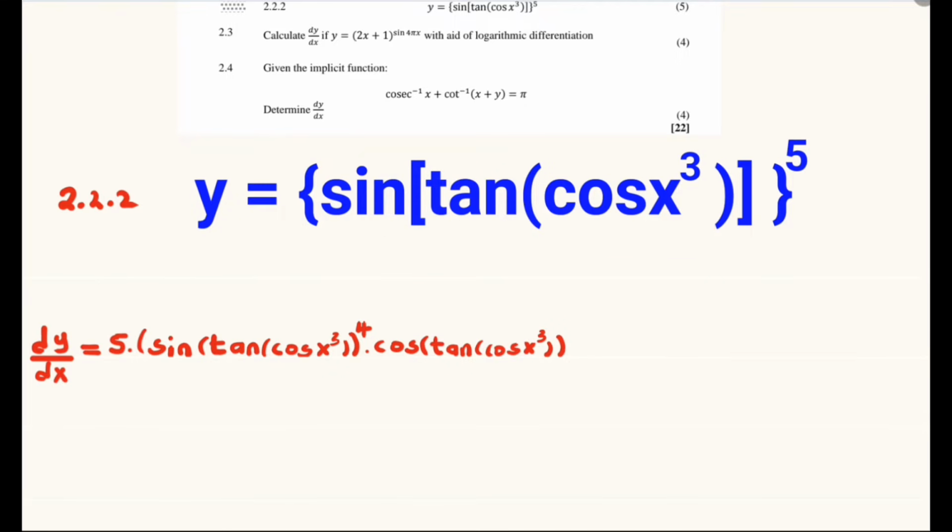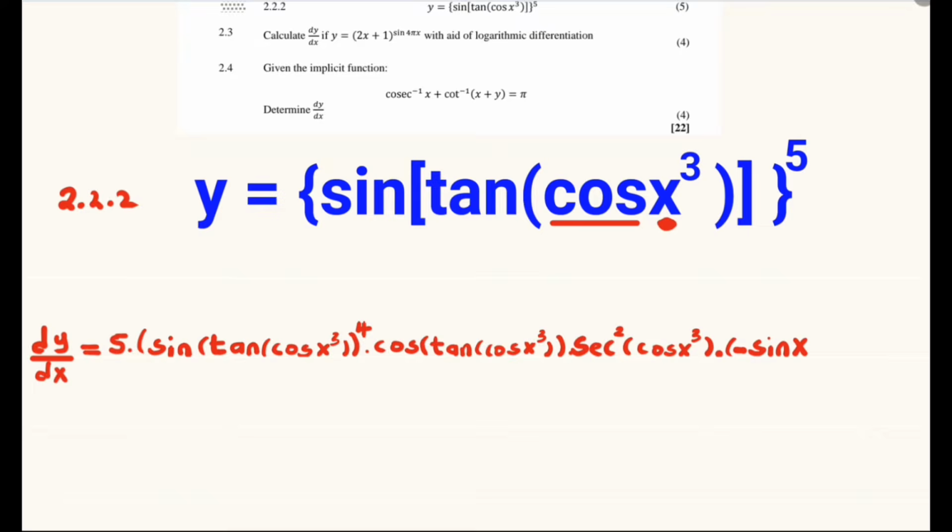Now we differentiate the inner function of the sine, the tan, and we leave the inner function of the tan, and the derivative of tan is sec squared, and we write the inner function of the tan as it is, the cos of x raised to the power 3. Now we differentiate the inner function of the tan. We differentiate the cos and we leave the inner function, the x cube, and the derivative of cos is negative sine of x raised to the power 3.